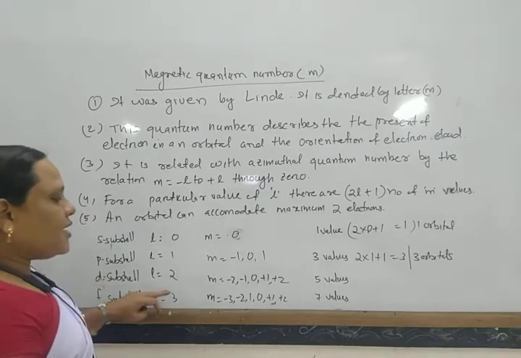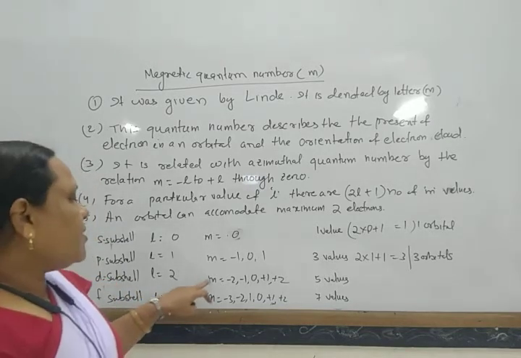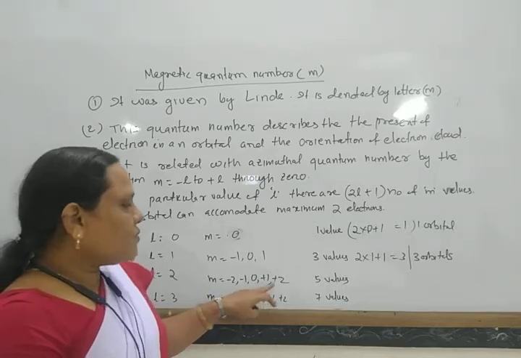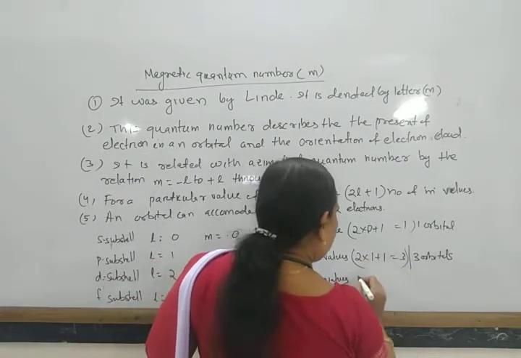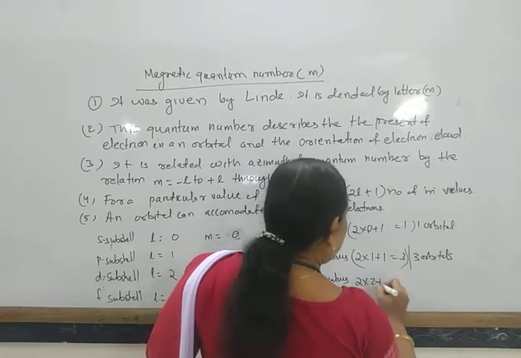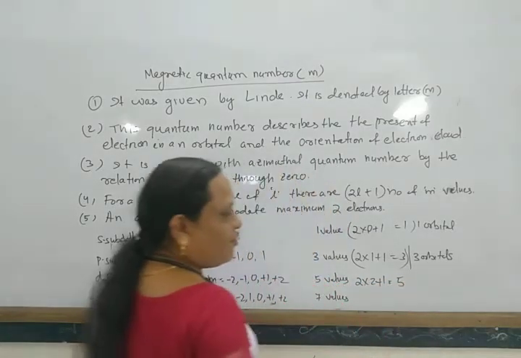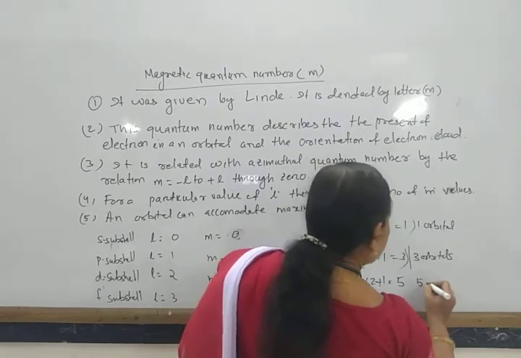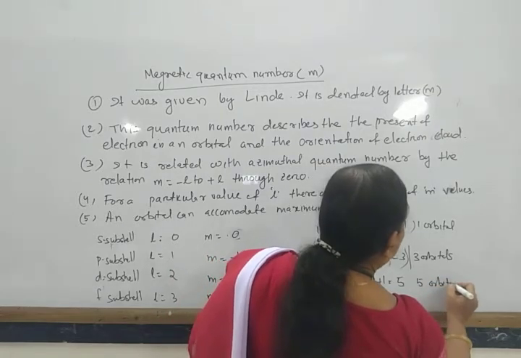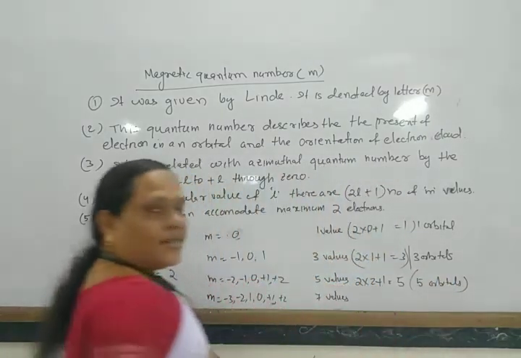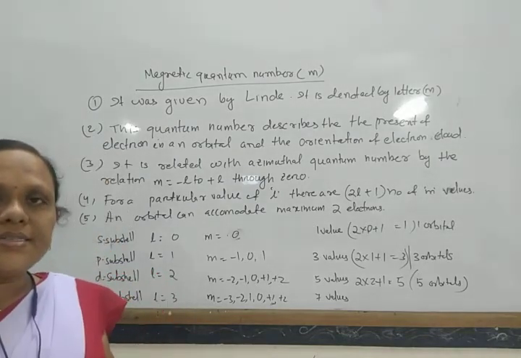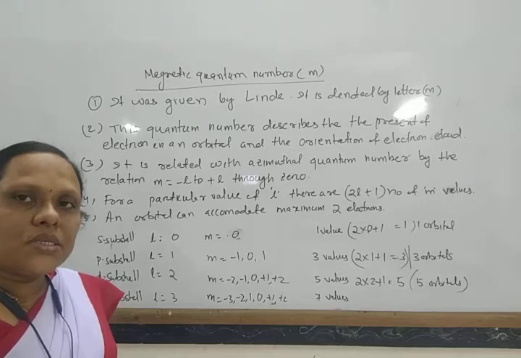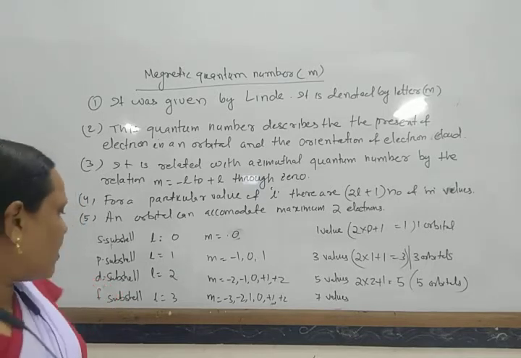Similarly for the d subshell, l equals 2, that is m equals -2, -1, 0, +1, +2. It has 5 values according to 2 into 2 plus 1, that is equal to 5. So this subshell consists of 5 orbitals, and the 5 orbitals are dxy, dyz, dzx, dx square minus y square and dz square.